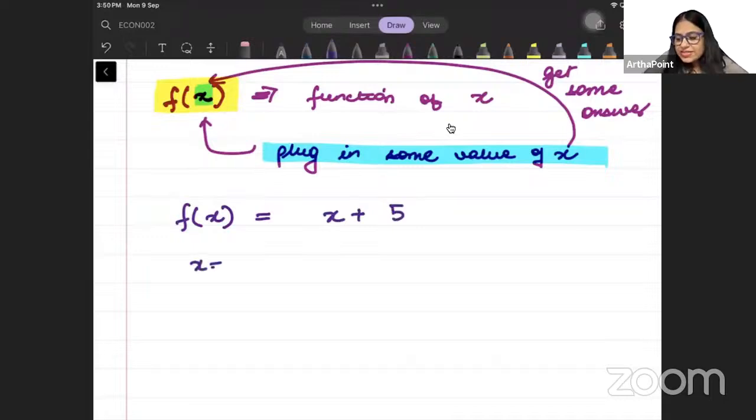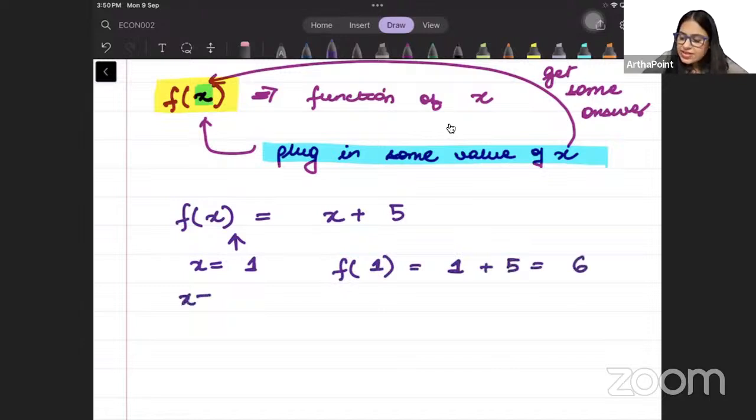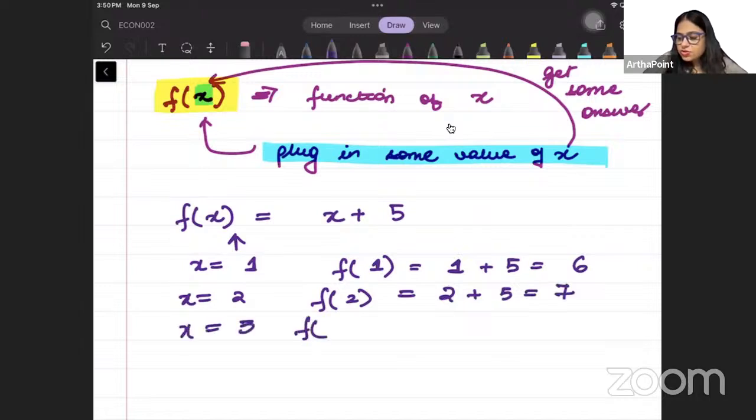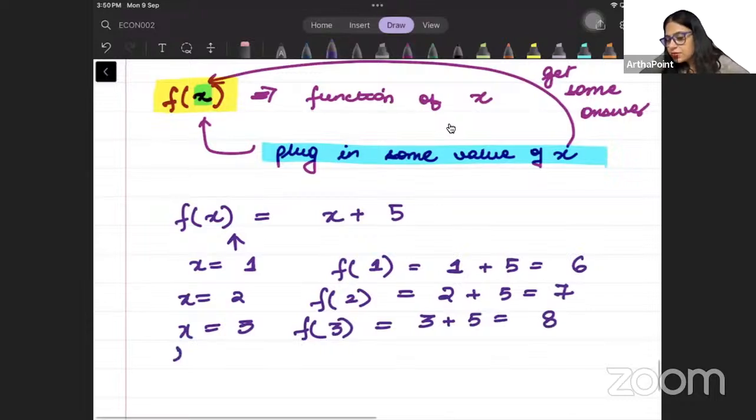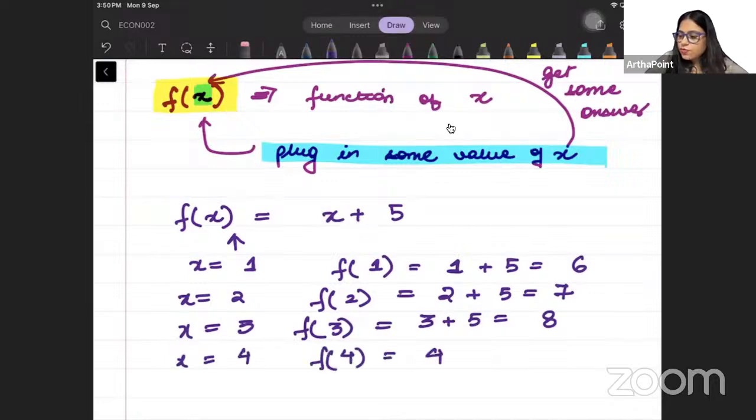So if I will put x as 1 in this function, तो मतलब मैं x की जगह 1 plug in कर रही हूँ. So I will get 1 plus 5, that means 6. If I plug in x as 2 in this function, माने instead of x I am putting 2 beta. So 2 plus 5, which means 7. If I plug in x as 3 in this function, so I'm plugging 3 plus 5, that means 8. If I plug in x equal to 4 in this function, so 4 plus 5, that means 9.